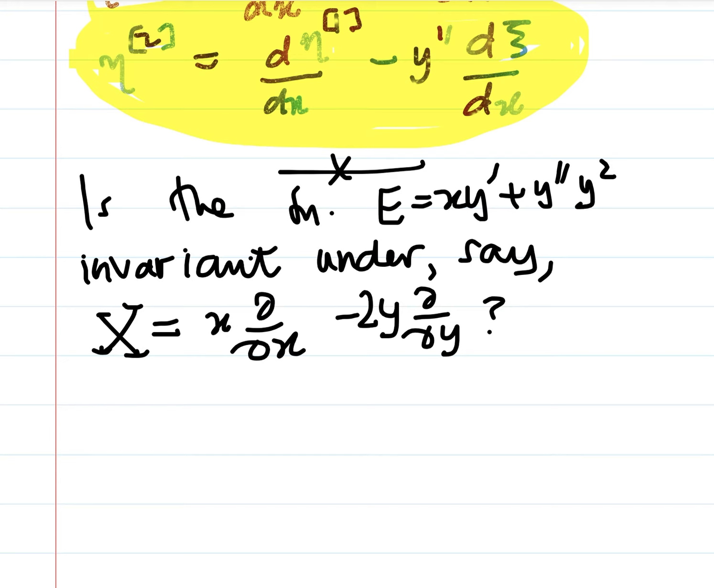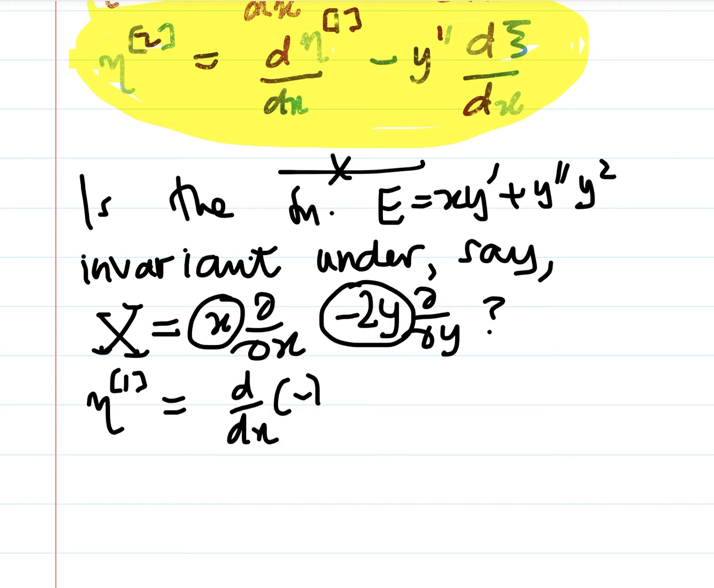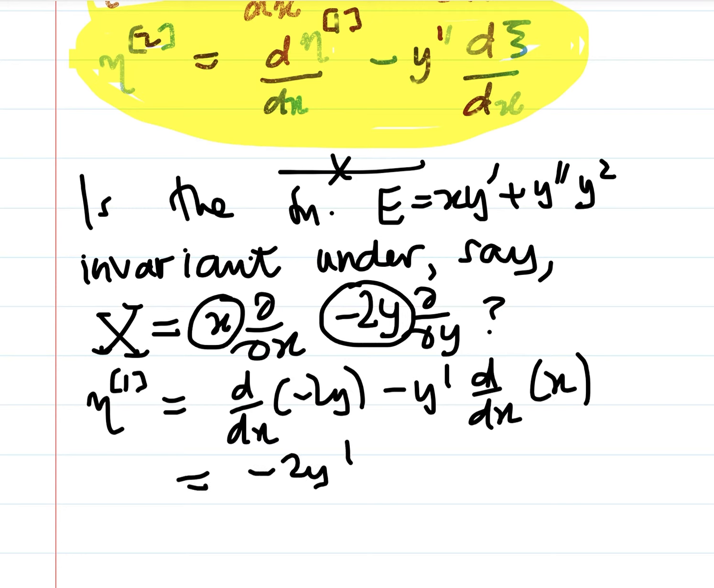Well, to do that, I'll have to check if x on e is equal to 0. To check for x on e equal to 0, I have to prolong x first. So first of all, I'll have to determine eta 1. Note xi is x, and eta is minus 2y. So eta 1 is the total derivative with respect to x of minus 2y, minus y dashed times the total derivative of xi. So this is then minus 2y dashed minus y dashed times 1, which is equal to minus 3y dashed.